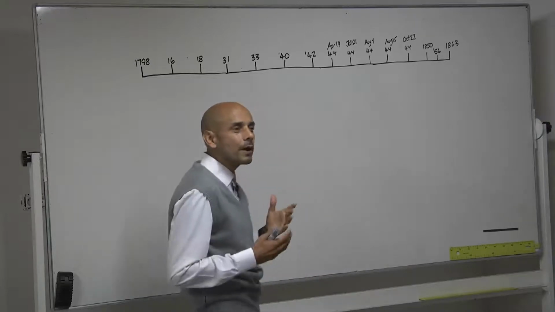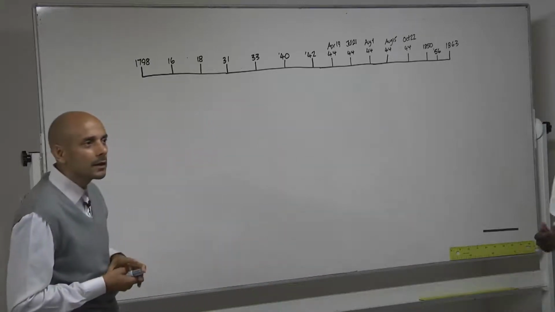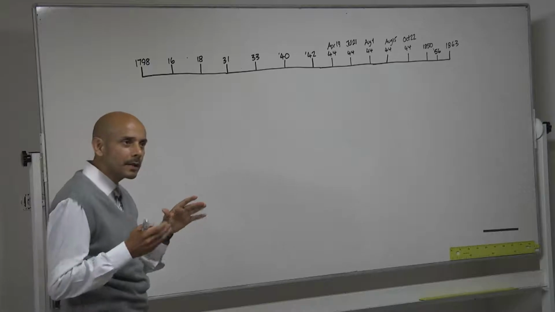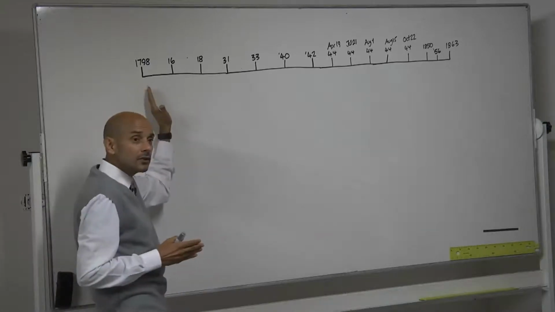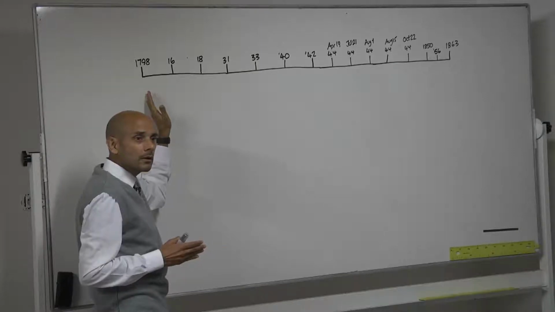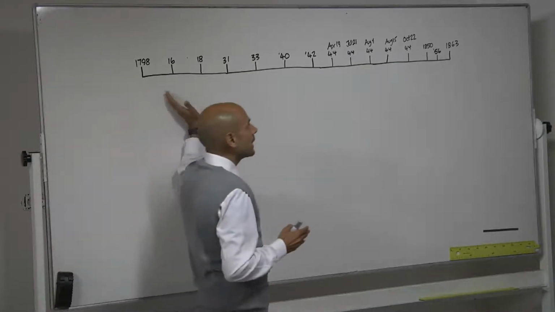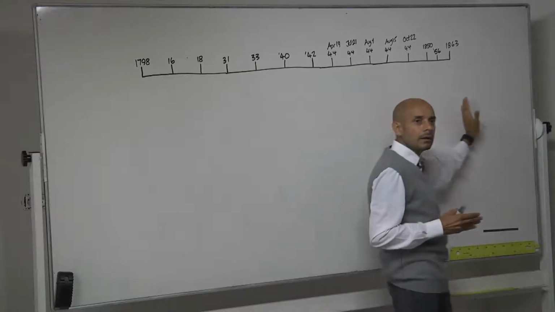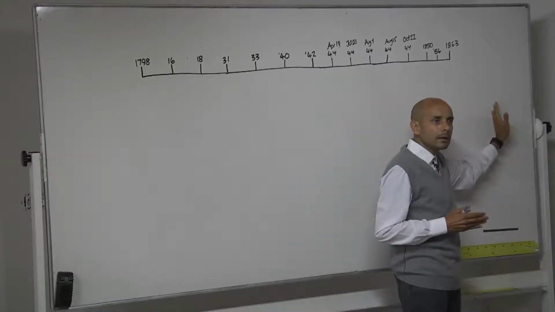I guess it depends what your reference point is, but you can make extremely strong arguments to show that it's 1798. What is this line that we're drawing?